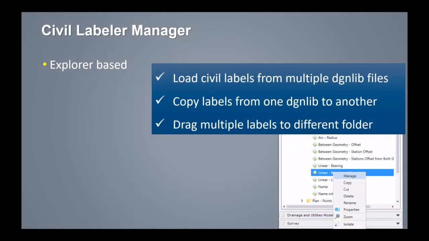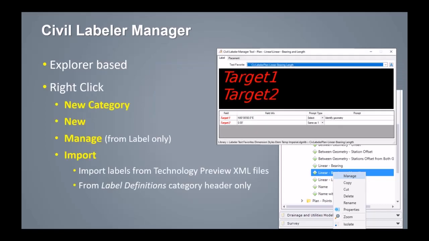Number one, it allows you to load labels from multiple definition files at once. You're not restricted to just one XML. You can have definitions in multiple different DGN libraries. It also makes it very easy to move labels between DGN libraries. It makes it very portable to share your files with other users and makes it easy to manipulate and move labels around. So all of this is managed from inside of the Explorer.